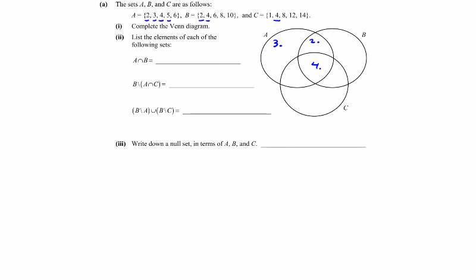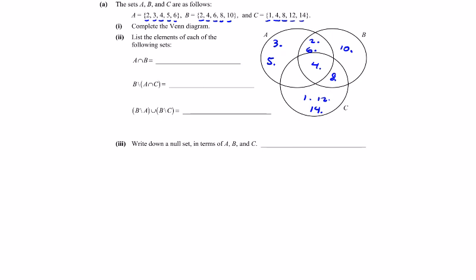A has 5, only A has 5. A has 6, so does B. A and B have 6. And then that's all of A, so on to 8 and B. B has 8, and so does C, so B and C have 8. B has 10, just B on its own has 10, and that leaves everything else in C. So 1, 12, and 14.